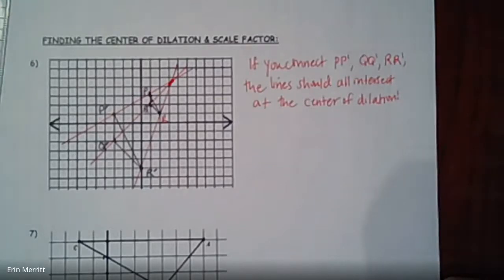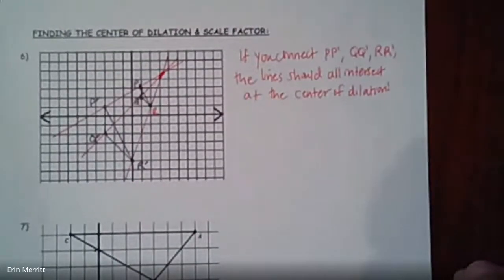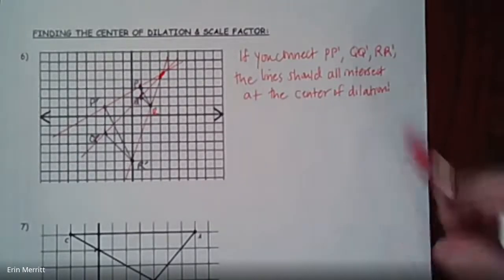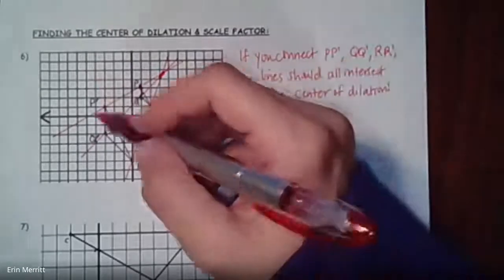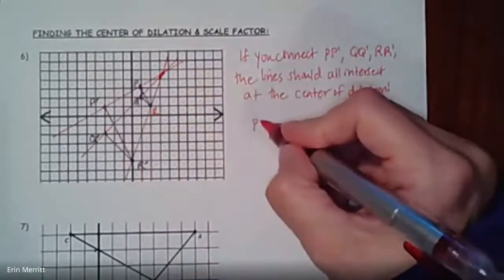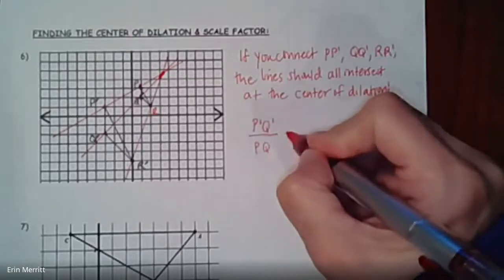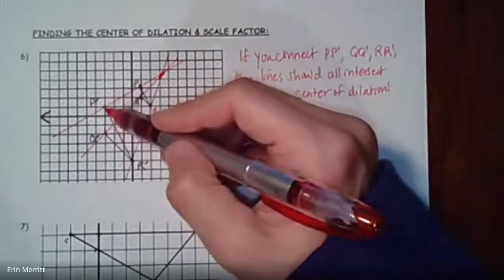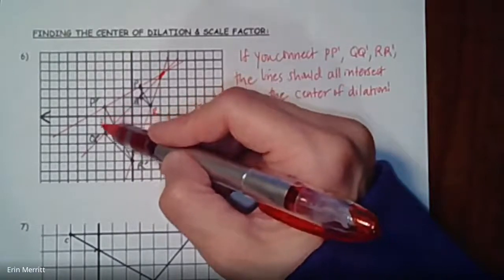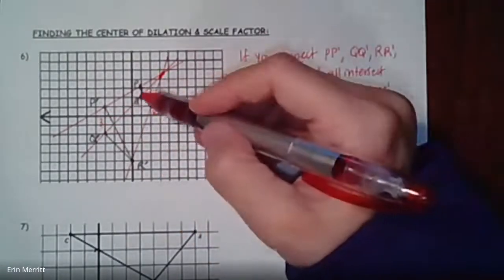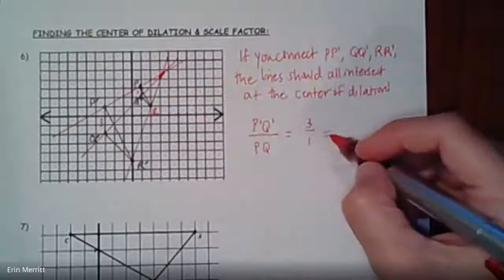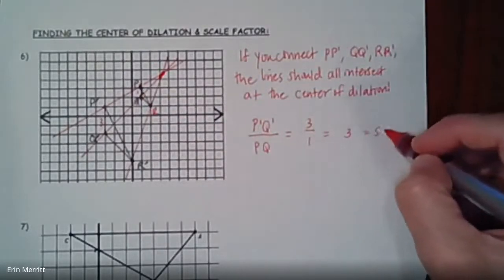And then as for what is the scale factor? Well, you can look at the actual lengths here. Okay? So if I look at the length from P prime to Q prime and compare it to the length of P to Q, I picked that one specifically because I can count it. It's 1, 2, 3 versus PQ is just 1. That's my scale factor right here.